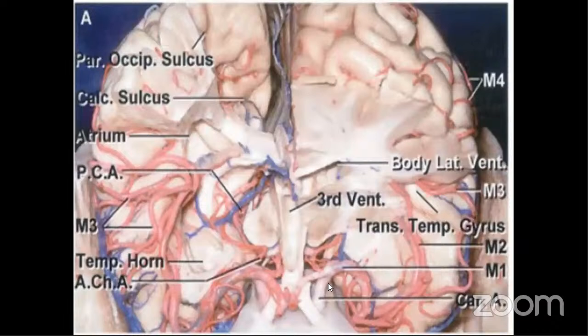Here is another image. We can see the origin of the MCA. There is the M1 segment, and this is the genu. It is a turn. Here the M1 segment takes a 90 degrees turn, then it becomes the M2 segment. It goes till the circular sulcus, and it becomes the M3 segment of the MCA.